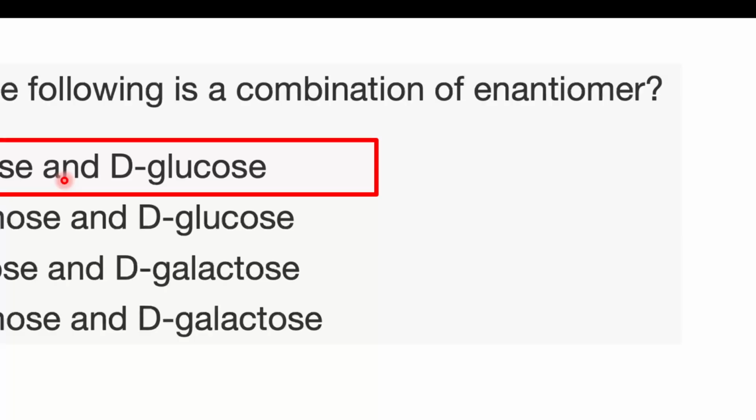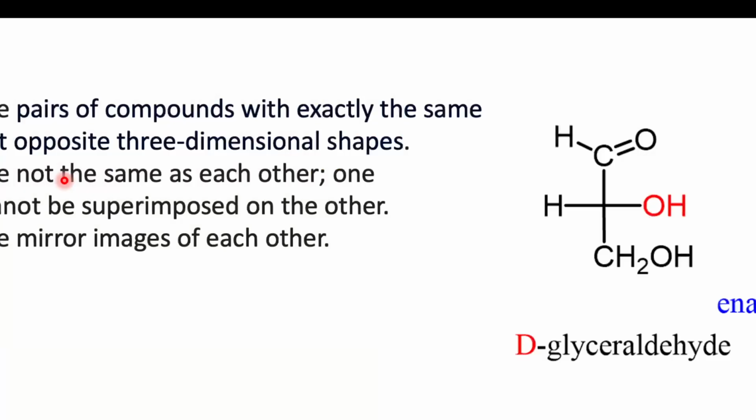So let us understand what is an enantiomer when we pose this question. Enantiomers are nothing but a pair of compounds. The enantiomers are always two compounds with exactly the same connectivity but opposite three-dimensional spaces, right? Enantiomers are not the same as each other. One enantiomer cannot be superimposed on the other. Enantiomers are mirror images of each other. So when we think of a molecule, you first have to write it in a Fischer projection or in the 3D plane.